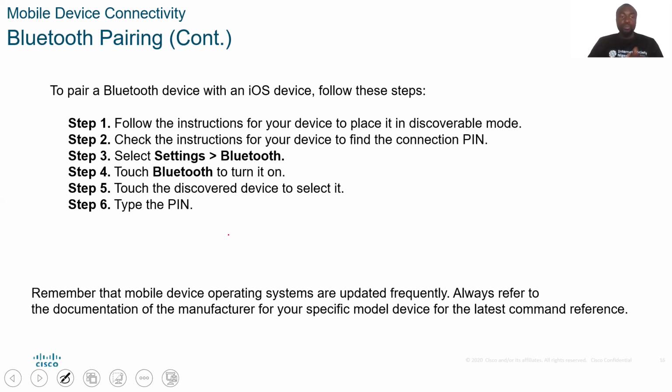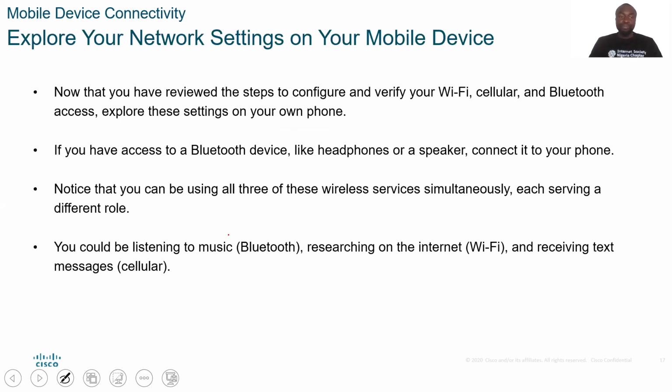So to pair a Bluetooth device with an iOS device, these are the steps. 1, just follow the instructions, like we said, to make it discoverable. 2, check the instructions for the device to find the connection PIN. 3, you select settings and you go to Bluetooth. 4, you touch Bluetooth to turn it on. 5, you touch the discoverable device to select it, and then you type the PIN.